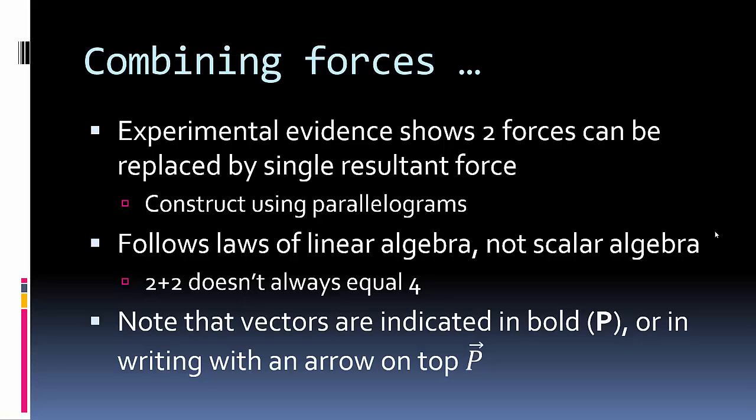Okay, and for this class, and I think in general, vectors are going to be indicated in bold. So in print, it'll be a capital bold P, or in writing with the arrow on the top of it, P with the arrow across the top. Anywhere in text, you'll find it like this, but we'll do it like this when we're doing it by hand.